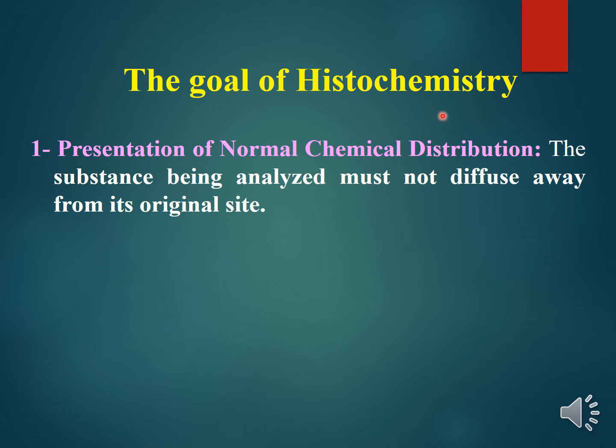Now, the goal of histochemistry. First, preservation of normal chemical distribution. The substance being analyzed must not diffuse away from its original site. For example, we are looking for some structure like an organelle inside the cytoplasm of the cell, or we are looking for a certain structure outside the cell. We have to keep this structure in its original place so we can have a good idea about its function or shape, morphology.